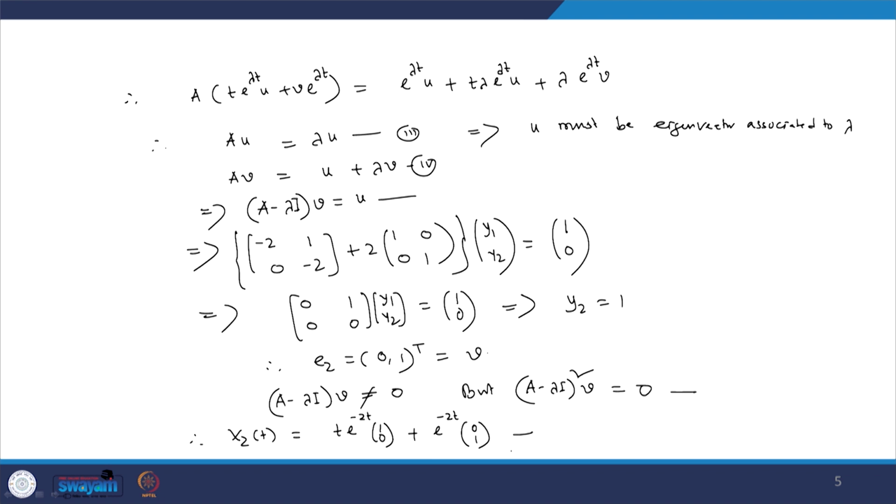Now you see, at t equal to 0, I am getting x2(0) equal to the vector (0, 1) and x1(0) equal to the vector (1, 0). Both are independent of each other. Therefore x1 and x2 are also independent.